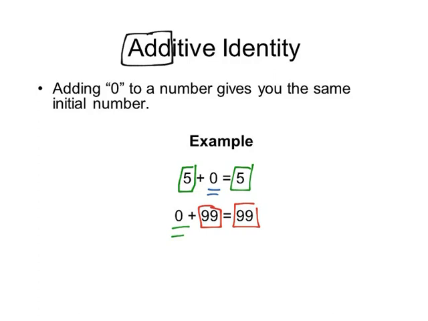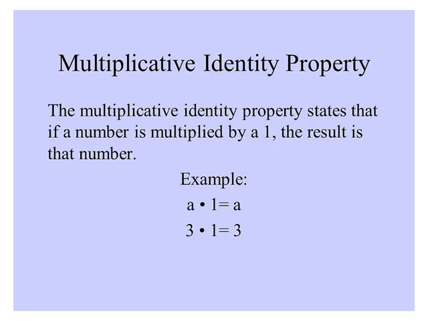So when you're talking about adding, the identity element in that scenario is always, always, always going to be 0. 0 is the only number that this will work every single time. If you add anything to 0, it won't change the original number. Okay, moving on to another type of identity, but this time it is the multiplicative identity.